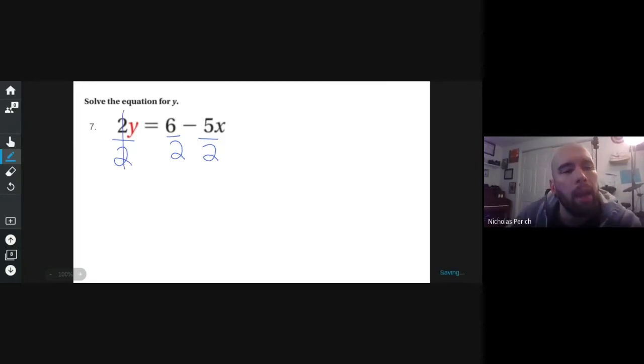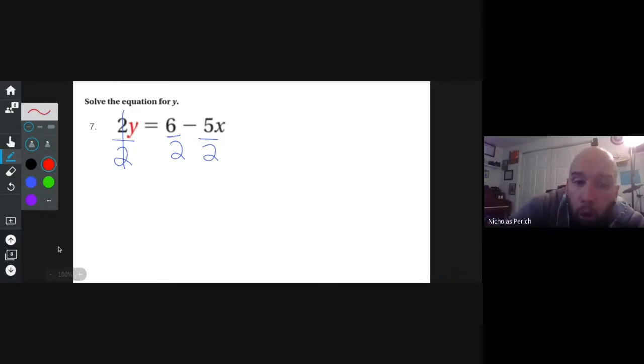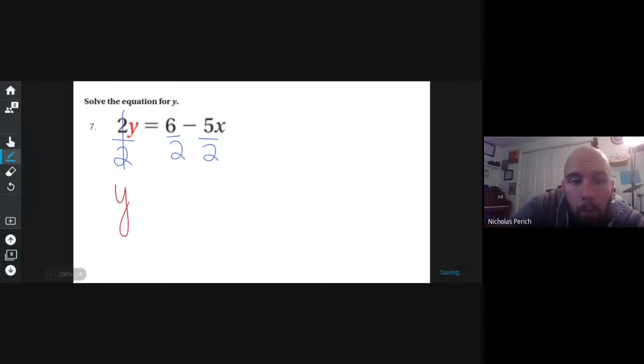Boop. And y is now all alone by itself. Poor y. And that's going to equal 6 over 2. 6 divided by 2, 3. Minus, can I do 5 over 2? No, I know it's 2.5. I'm not a dummy. But I do like fractions. So I'm going to leave it as a fraction.